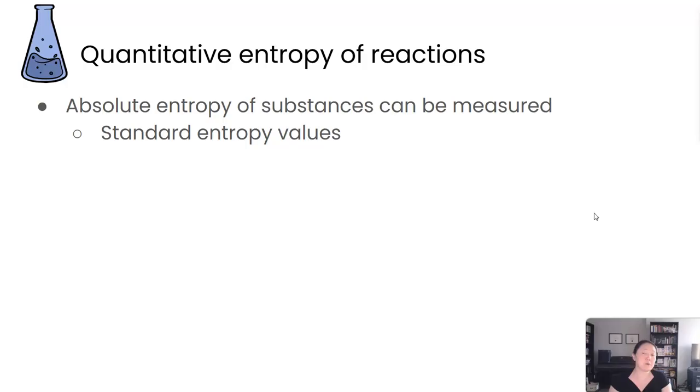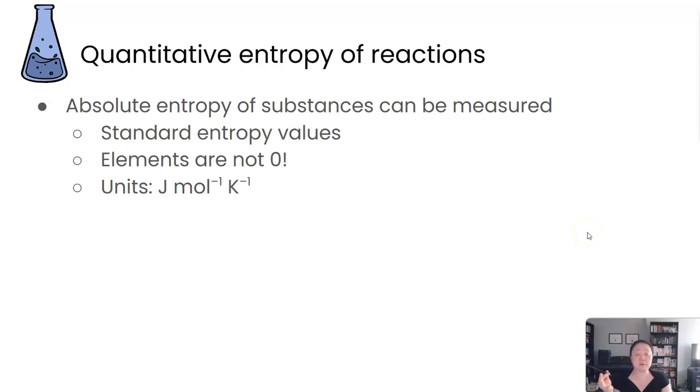And so yes, you can find these standard entropy values, and something that you might notice is that elements do not have an entropy of 0 necessarily. Think about it. If you have something like oxygen gas, oxygen is a gas in standard conditions. So if you're going to look at oxygen in standard conditions, there's going to be a lot of disorder in there. There's a bunch of entropy in there. And so that value is not going to be 0. As a reminder, the units are going to be joules per mole per Kelvin. Remember that it's joules and not kilojoules.